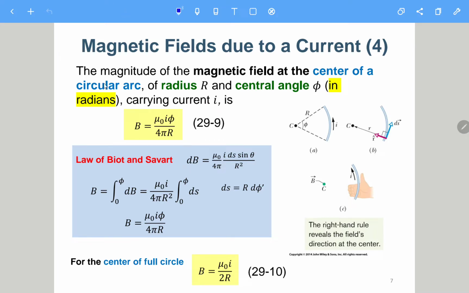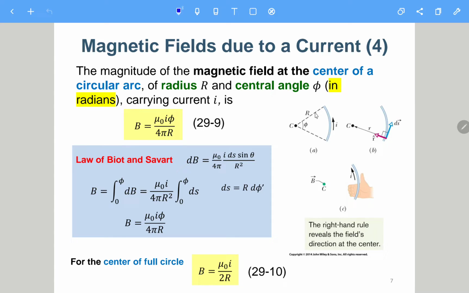So here, if we have a current, but the wire is like a circular arc, the magnitude of the magnetic field at the center of the circular arc can be written like this. So here we have a special case. If the current wire is like an arc, in this case we can only calculate the point at the center of this arc easily.